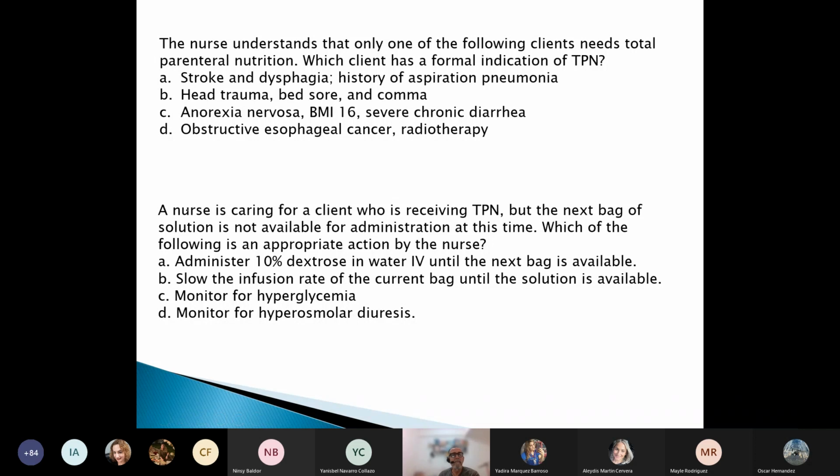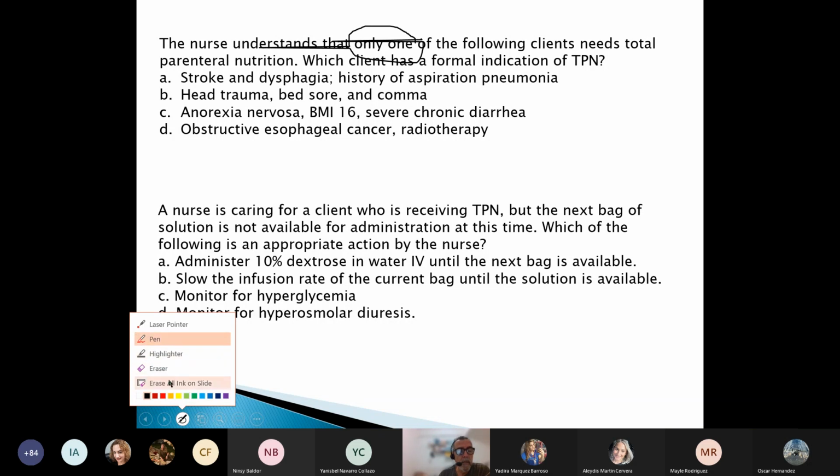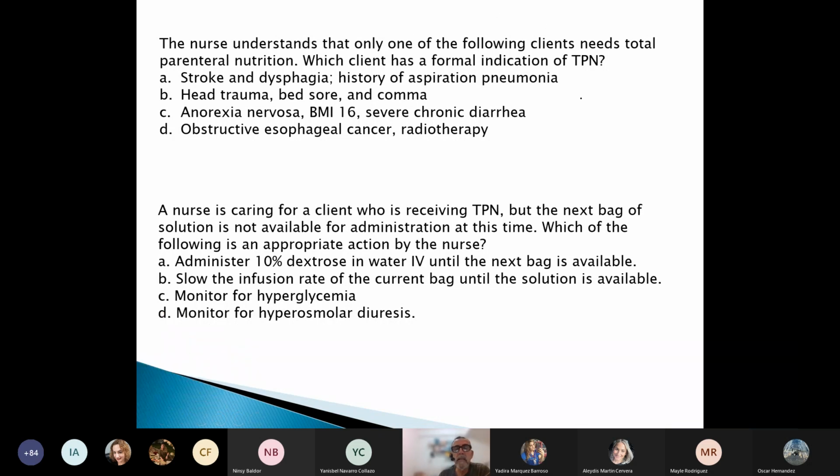So for example, if I have a question like this, the nurse understands that only one of the following clients needs total parenteral nutrition. Which client has a formal indication? Of these 4 clients, A, B, C, and D, which one do you think has a formal indication of parenteral nutrition?